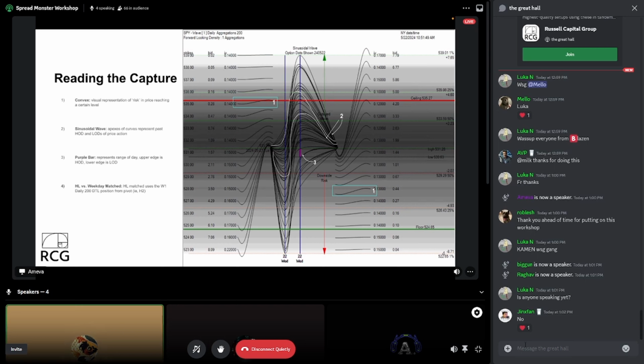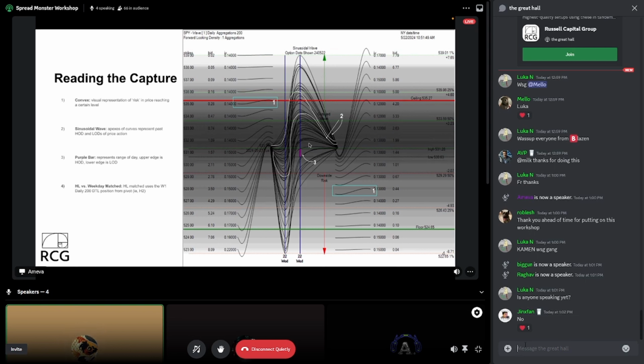You read the capture. First, in the box marked number 1, these are called convexes. These are where you read your IV walls and your IV peaks from. The black spaghetti lines marked with the number 2 are curves representing past price action. The apexes of each side of the curve represent the past high and low of day of a price action from whatever aggregation point you're starting from.